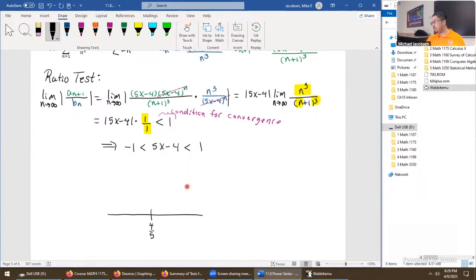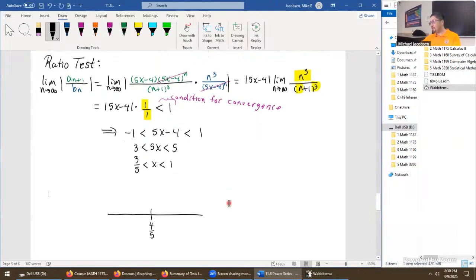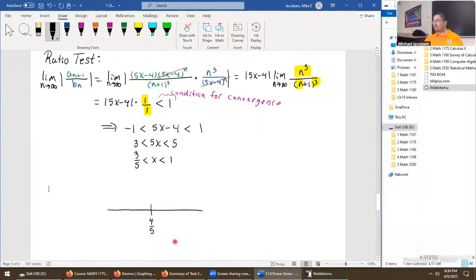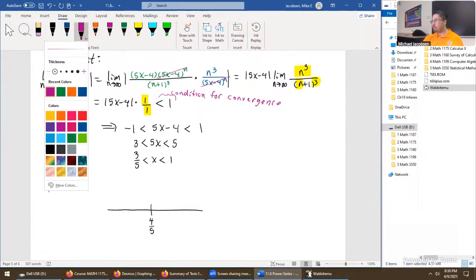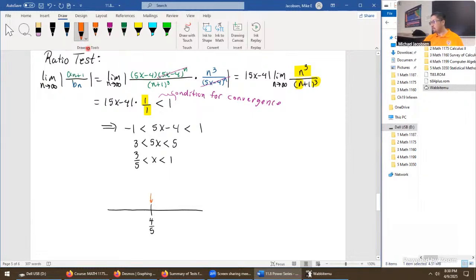Then this allows us to start solving things. Add 4 to both sides. 3 less than 5x is less than 5. Divide all 3 sides by 5 now, and we get that 3/5 is less than x is less than 1, or 5/5. So we're just about there. Right in the middle on our number line is the center.